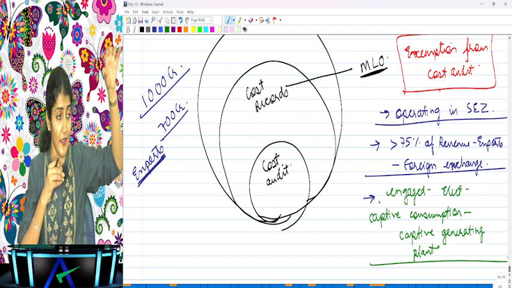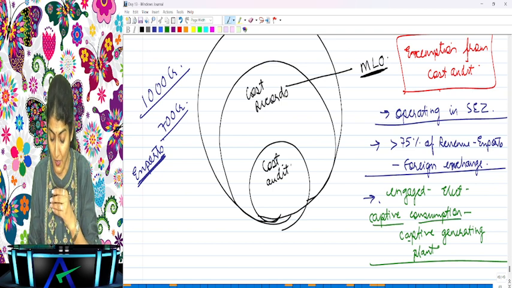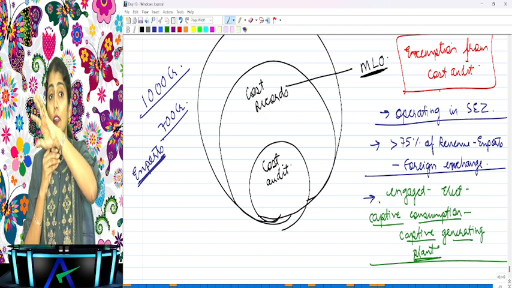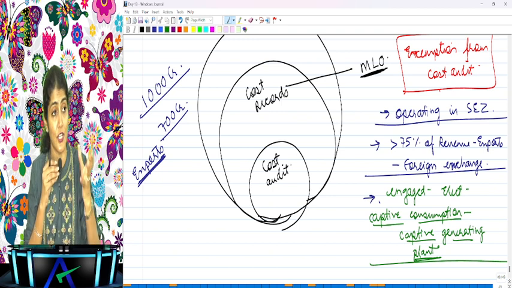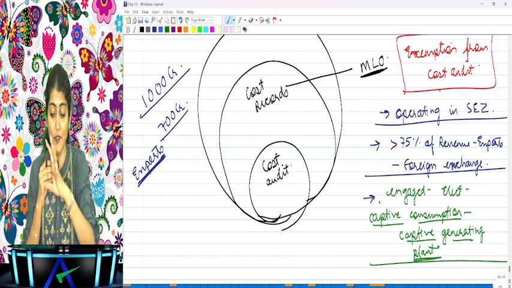Are they selling the electricity to outsiders? No, they are using it for captive consumption through a captive generating plant. So are they taking it from outside? No, they are generating it within the company itself. Or it is engaged in the generation of electricity for captive consumption through a captive generating plant.